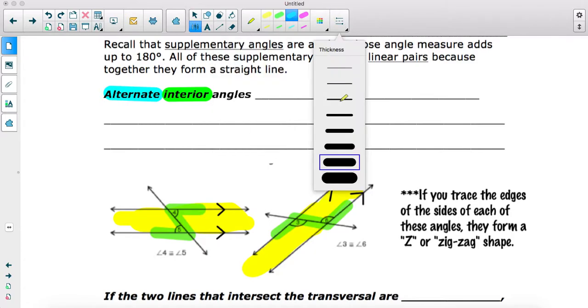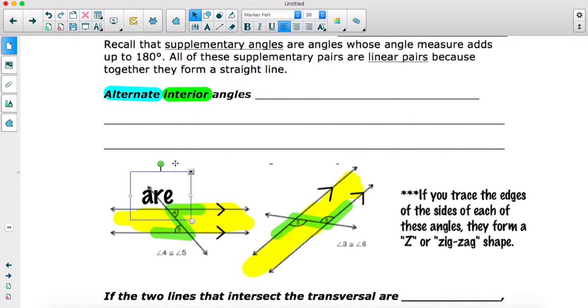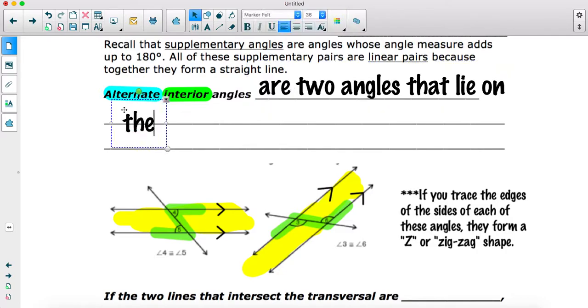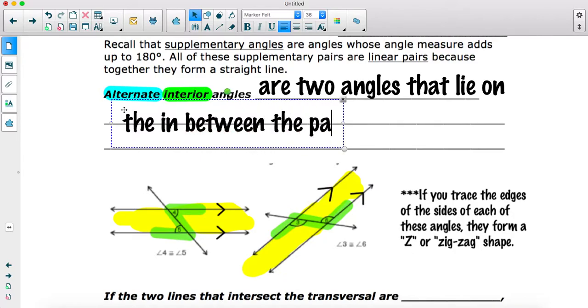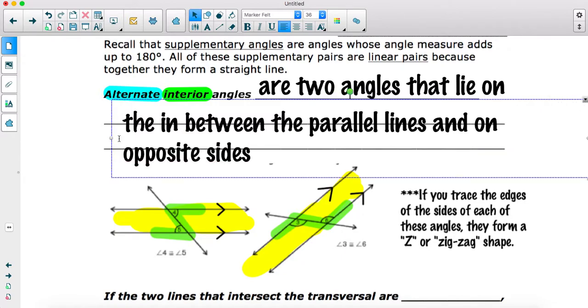So let me get a little bit thinner pen color. If I trace this line, you can see that the 4 is above the line and the 5 is below it. So let's see. Alternate interior angles are two angles that lie on the interior of, or you can even say in between, the parallel lines and on opposite sides of the transversal.